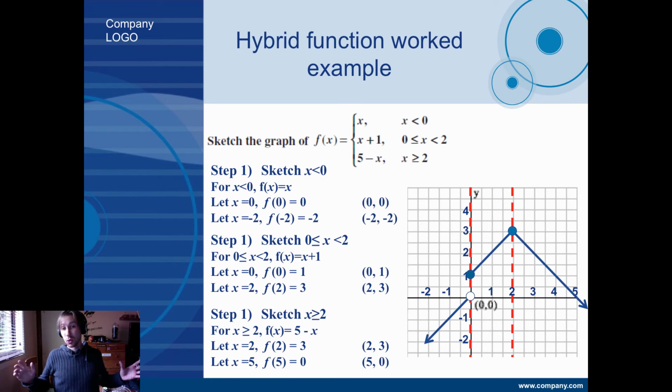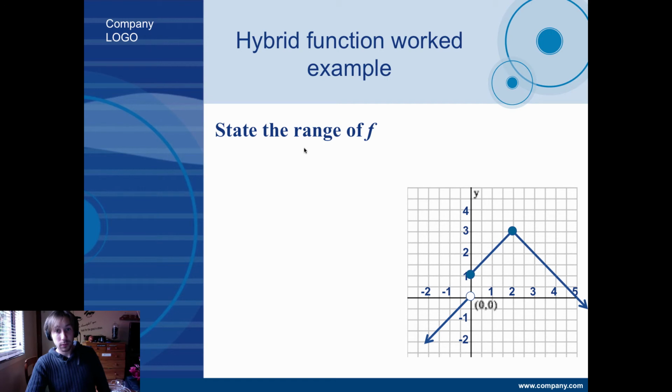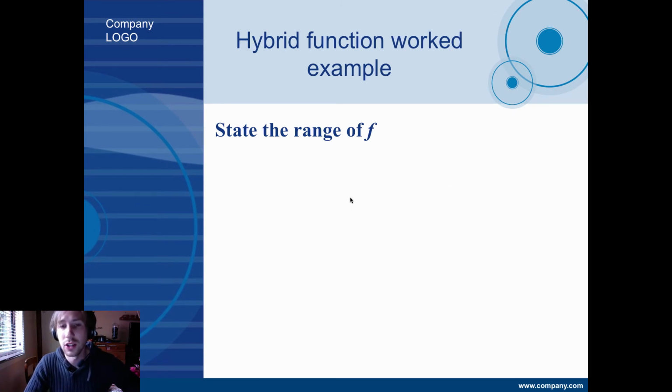Okay, there's not much more to it. You just got to sketch each section separately. And then once you've done that, put it all together, and you've got a hybrid function. So let's now have a look at the domain and range of this function, shall we? Let's state the range first of all. Now, I'm going to just do that little ruler test kind of thing, but it will look a little bit different right now.